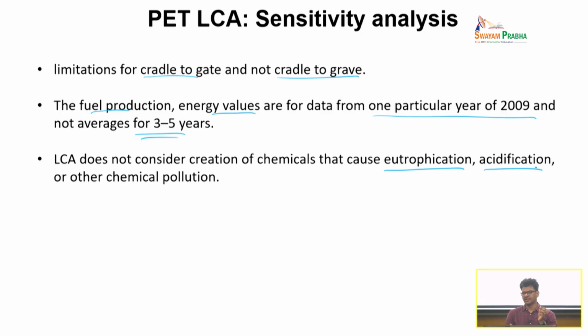As I said before, it does not consider various other impacts like eutrophication, acidification and other chemical pollutions, because such data is not available in this database. So we have to be careful to use this data under these limitations, right?